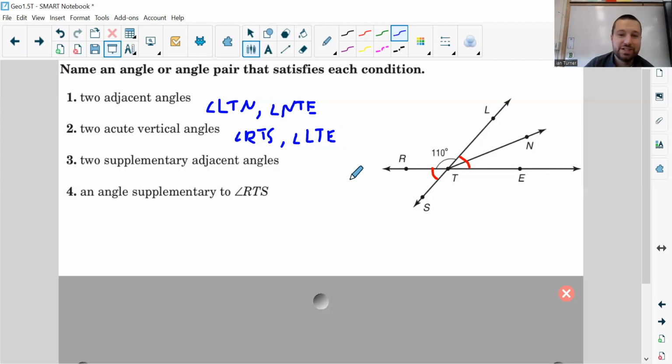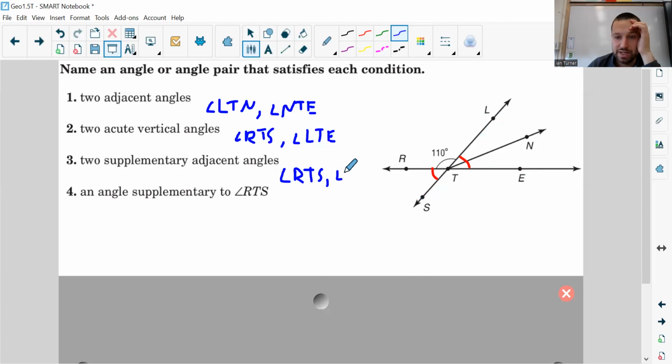Two supplementary adjacent angles. We're looking for angles that are basically a linear pair, right? They're next to each other and they're supplementary. So you could just say, we're looking for a linear pair here. Well, we could use RTS again, right? And then you have two options if we use RTS again. You could go left or right. So RTS and RTL would work. RTS and STE would work. Both of those form linear pairs.